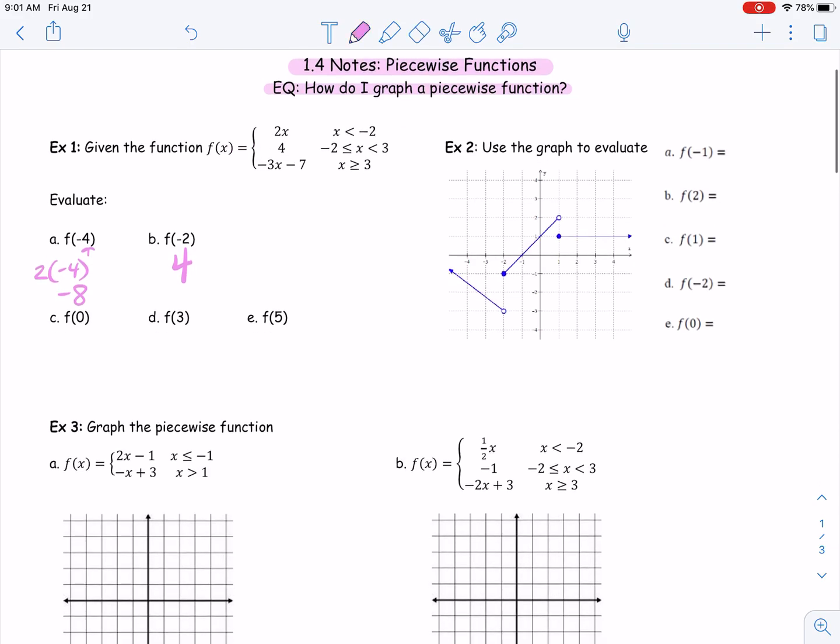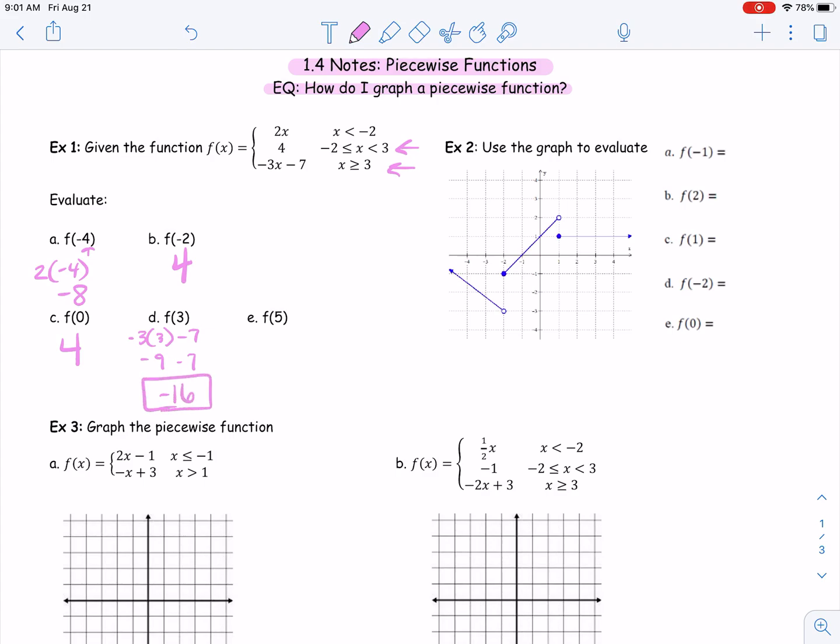Then we have f of 0. Again, 0 is fitting into that middle domain. So again, 4. Then we have f of 3. Are we going to use the middle, or are we going to use the last? The last one, good, because that's where 3 is included. So I'm going to plug in 3 for my x value. So what is negative 3 times 3? Negative 9 minus 7. So that would be negative 16.